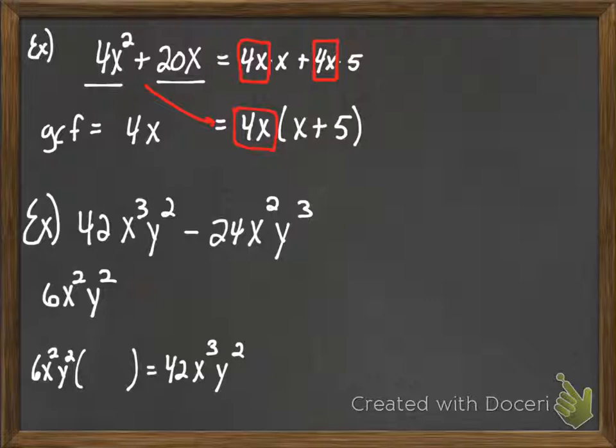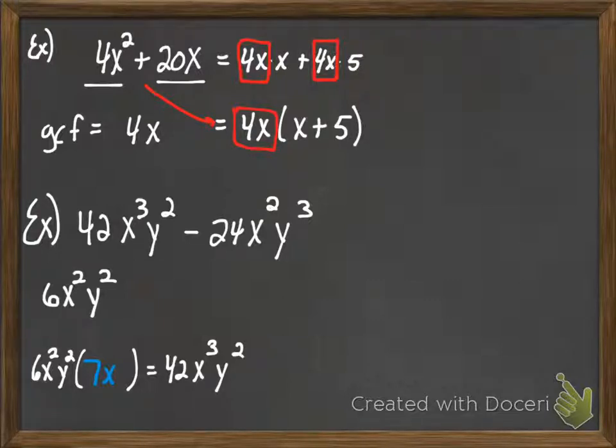So in this case, we can say, well, 6 times 7 would give me 42. X squared times x would give me x cubed. And I already have the y squared. And so we can do that same thing for the other one. Ask the question of, what do I multiply by?